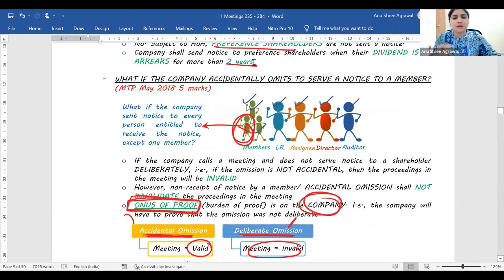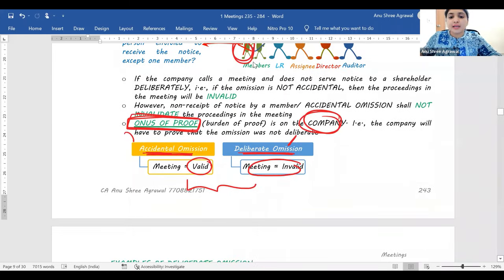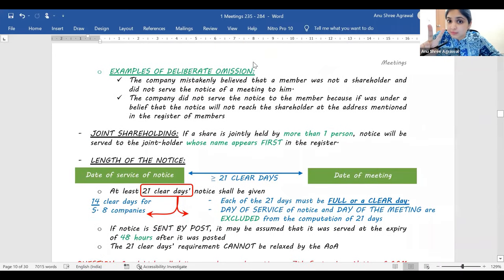Then we learned, what if the company by mistake forgets to give a notice? By mistake, it's okay. Meeting will be valid. But wantedly, if the company does not give the notice, then the meeting itself will become invalid. Deliberate omission, meeting will become invalid. We saw two examples of deliberate omission where, number one, the company did not give the notice to me because the company did not even know I am a shareholder. Deliberate omission, company, how can you not know who your shareholder is?